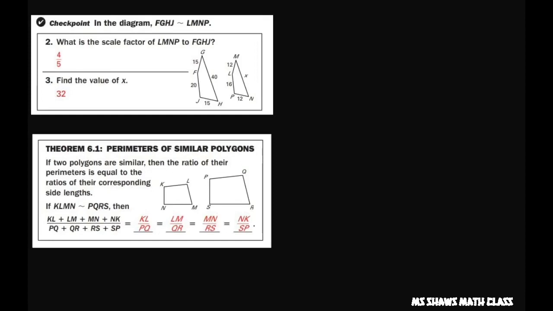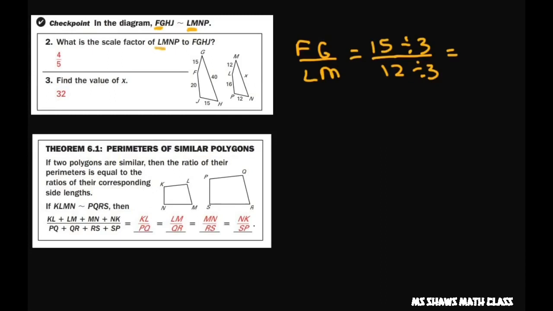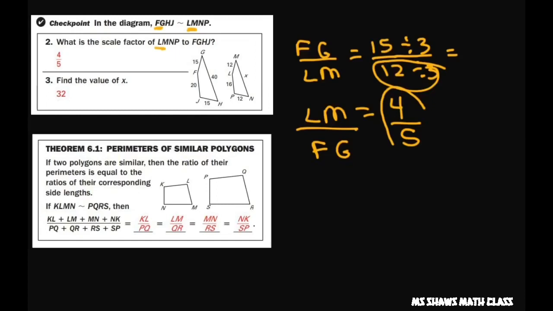All right. What is the scale factor? I'll just do one of these. I'll do FG, and I'm looking at this FG with LM. So FG is 15 and LM is 12. Divide the numerator and the denominator by 3. And that's going to give you, well, I should have flipped this, because they have LM first. So it should be LM. This equals 4, and FG is the second one, and that is 5. So that's your scale factor. You can do some more. You could do NP to HJ, and you would still get 4/5.